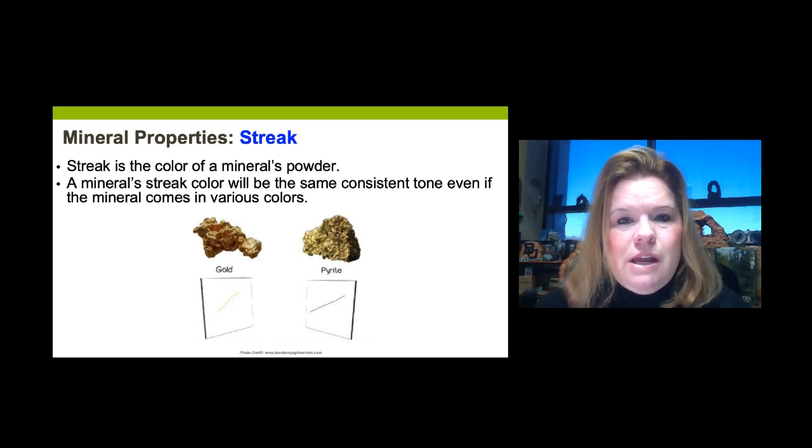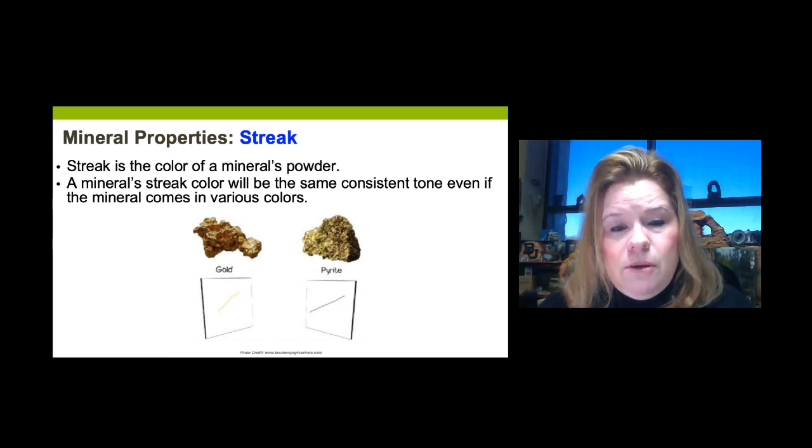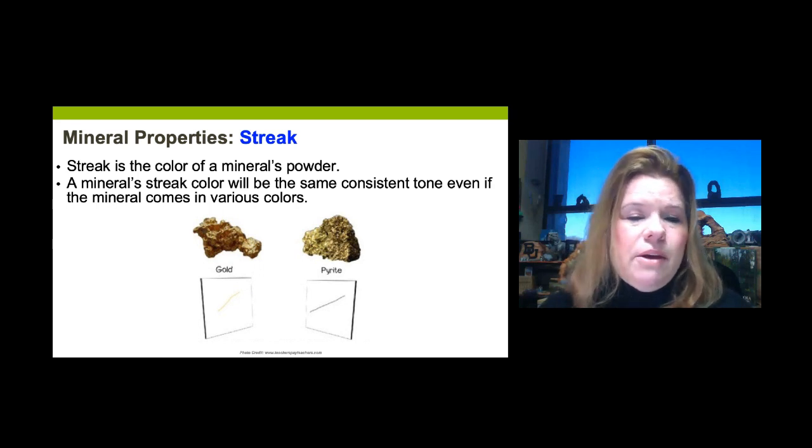So let's say you're in an online class. You can go online and look at streak color for any mineral and just do a Google search, find a reputable website, preferably like the Association of Mineralogy, something along those lines, and be able to identify what streak color is for all the minerals that you'll be testing in lab.